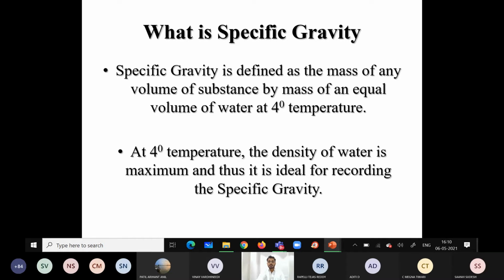So basically, starting with what is specific gravity? It is defined as the mass of any volume of substance divided by the mass of an equal volume of water at 4 degrees Celsius. Why do we take this comparison at 4 degrees? Because the density of water is maximum at 4 degrees, so it is ideal for recording the specific gravity.